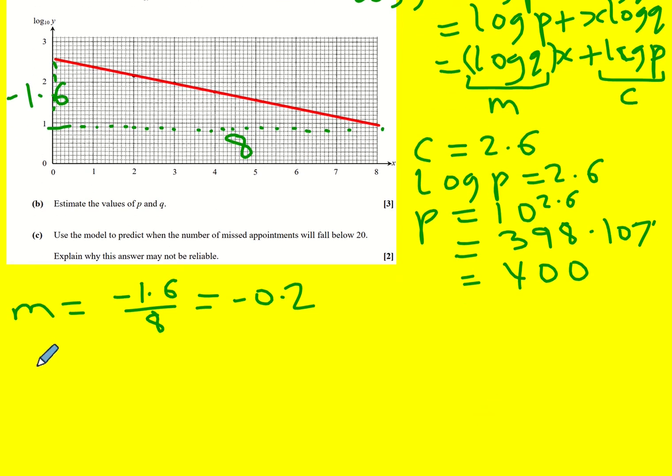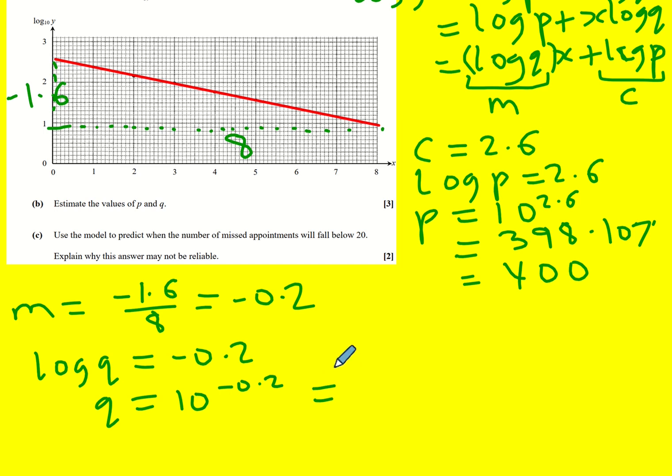That means that log q is equal to minus 0.2. So q is equal to 10 to the power of minus 0.2, which is 0.6309, and I think we've got every right to round that to two significant figures, 0.63, and those are our answers for P and for Q.